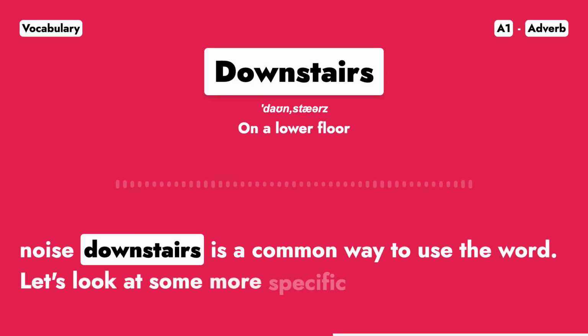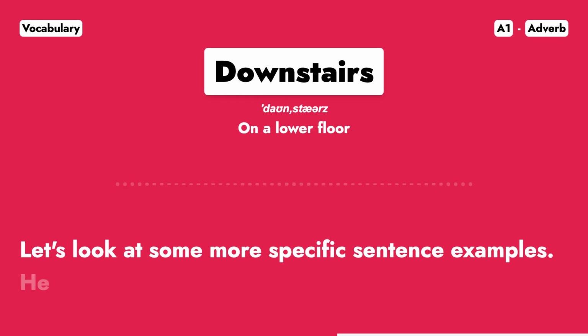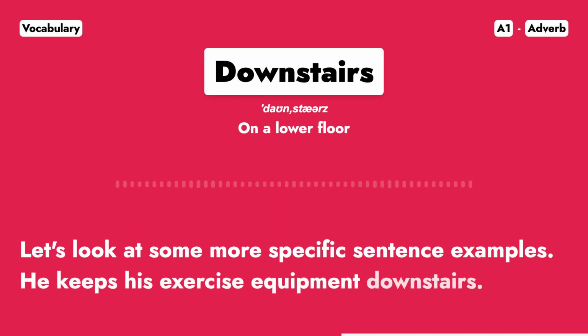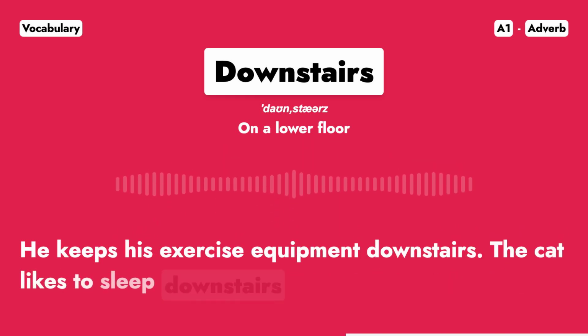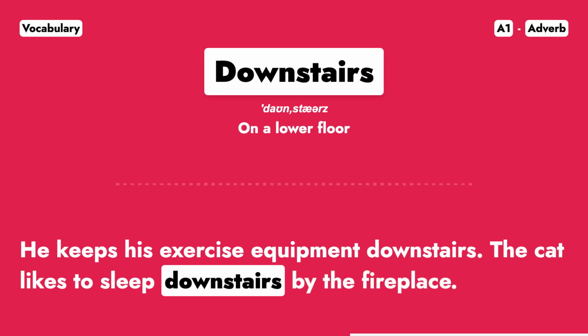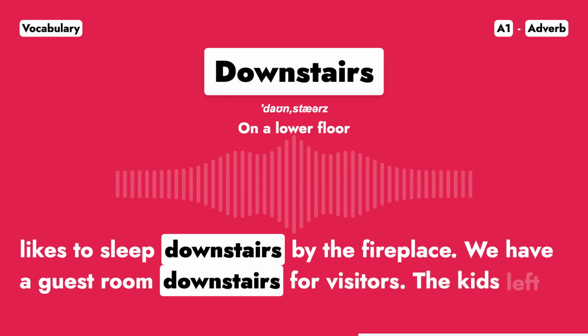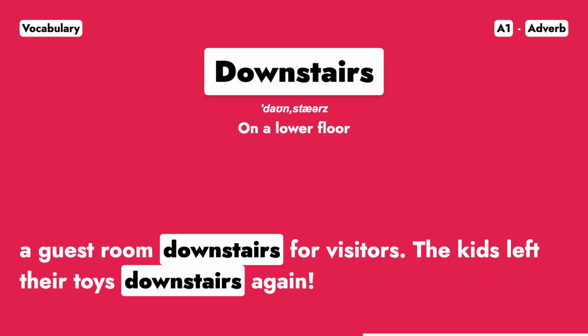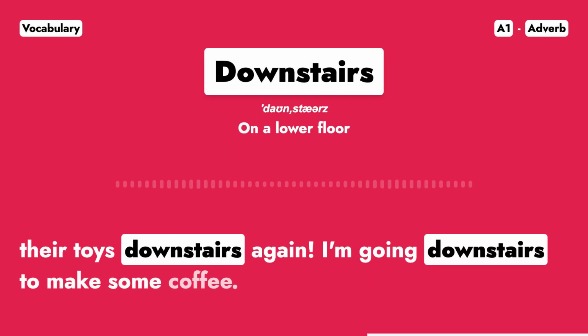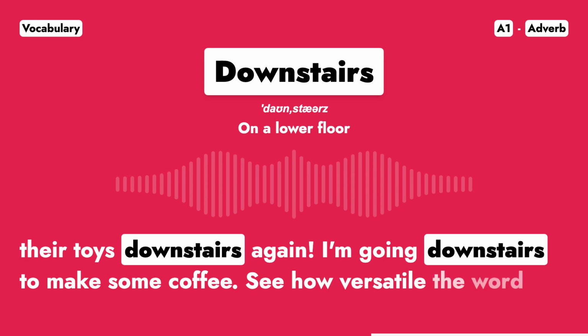Let's look at some more specific sentence examples. He keeps his exercise equipment downstairs. The cat likes to sleep downstairs by the fireplace. We have a guest room downstairs for visitors. The kids left their toys downstairs again. I'm going downstairs to make some coffee. See how versatile the word is.